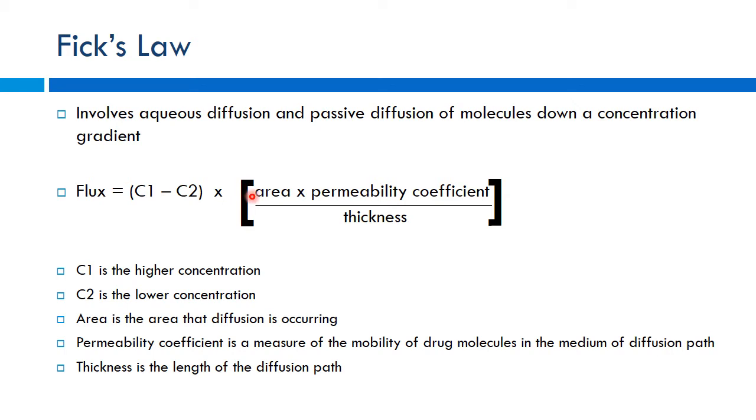And then you're going to look at the area with which the molecule has to cross over, right? So increased surface area is going to allow for better absorption. Increased permeability coefficient, or basically how soluble the molecule is, is going to help to increase that flux. And then you're going to notice here on this denominator you have thickness.